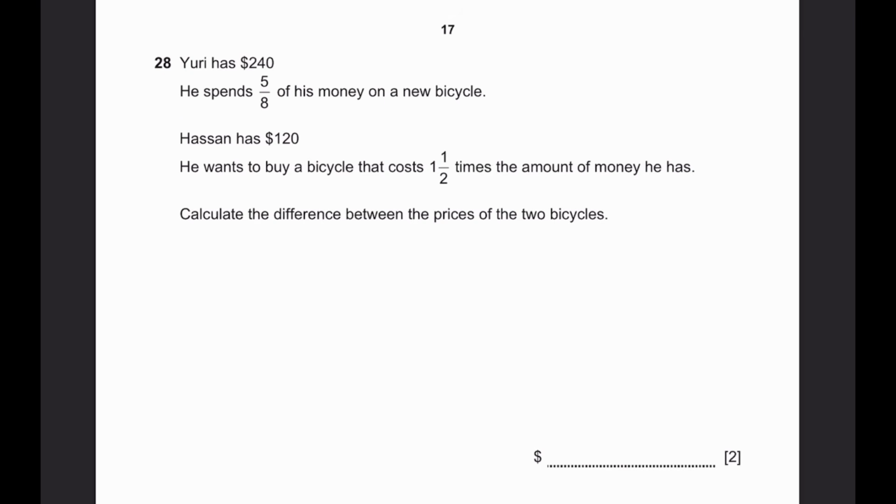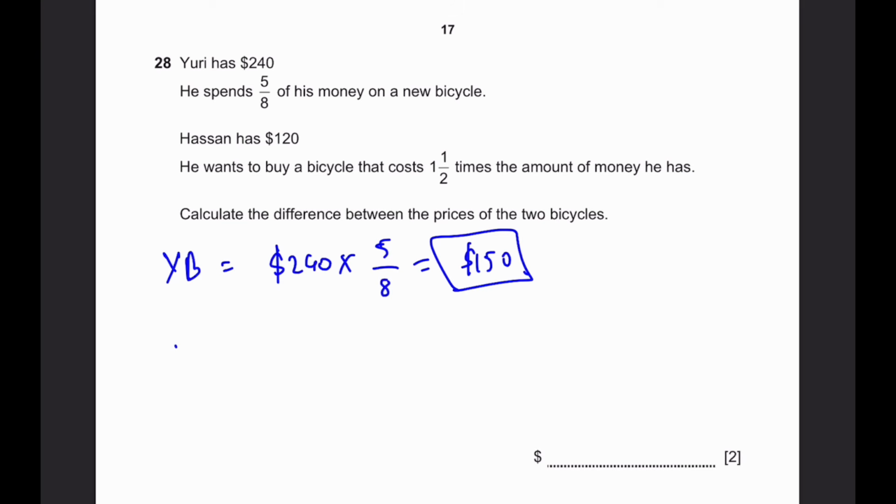Question 28. Yuri has $240. He spends 5/8 of his money on a new bicycle. Hassan has $120. He wants to buy the bicycle that costs 1.5 times the amount of money he has. Calculate the difference between the prices of the two bicycles. Well, the price of Yuri's bicycle, I'll just write as YB, is going to be $240 times 5/8. And doing this, we get $150. Now, the price of Hassan's bicycle, I'll just write HB, it's $120 times 1.5. Of course, he doesn't have the bicycle, but he wants to buy it. So either way, that bicycle counts.